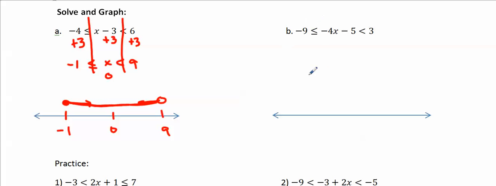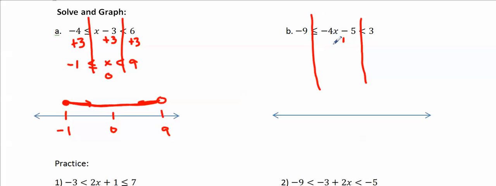Okay. I want you to pause the video and try B on your own and see what you come up with, and then I will go over it with you. Okay, so I've got two equations here. I've got 9 is less than or equal to -4x minus 5, and -4x minus 5 is less than 3. So I'm going to try to get the x by itself and solve for the middle.